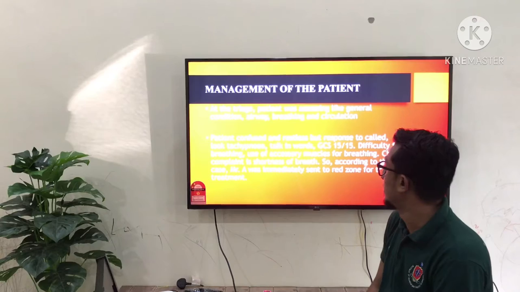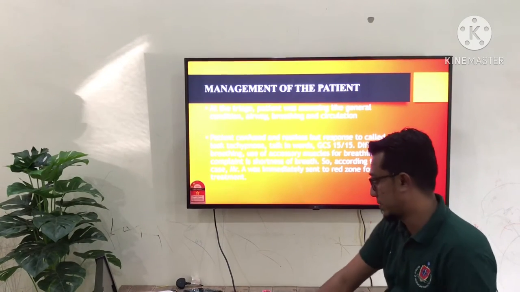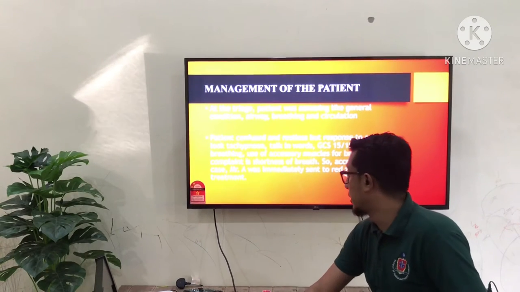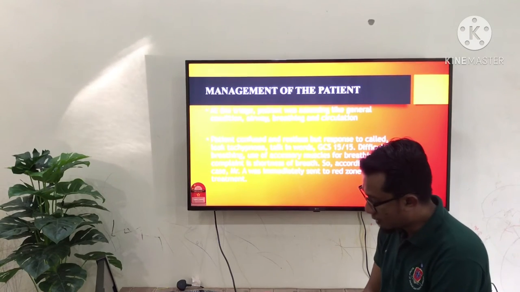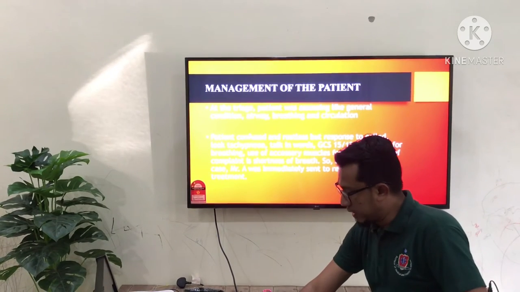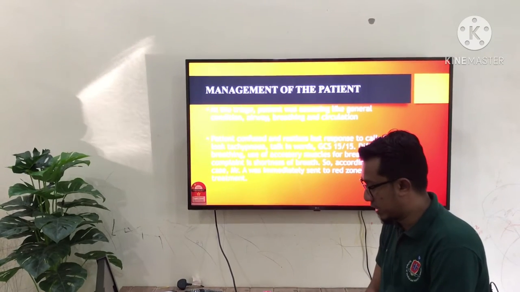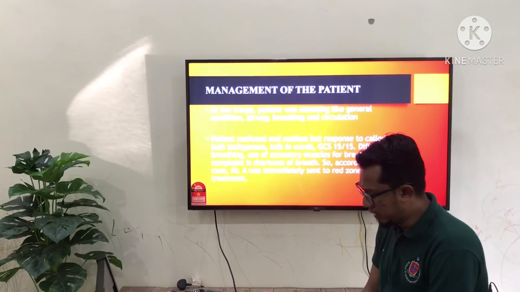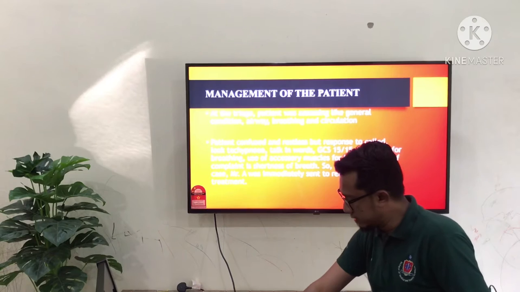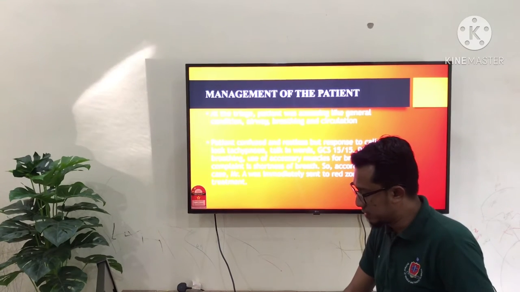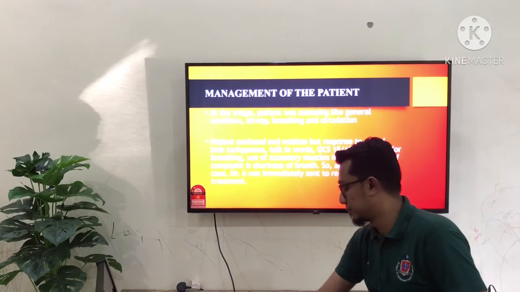Okay, at the triage, the patient was assessed for general condition, airway, breathing and circulation. Kita dah sampai kat triage, lepas assess ya. Okay, patient confused and restless but responds to call. Look, tekniknya, talk in words. GCS dah full sikit dah, lepas kita bagi oksigen dah GCS 15 over 15. Difficulty breathing, uses accessory muscles for breathing. Chief complaint is shortness of breath. So according to the case, Mr. A was immediately sent to red zone for further treatment.